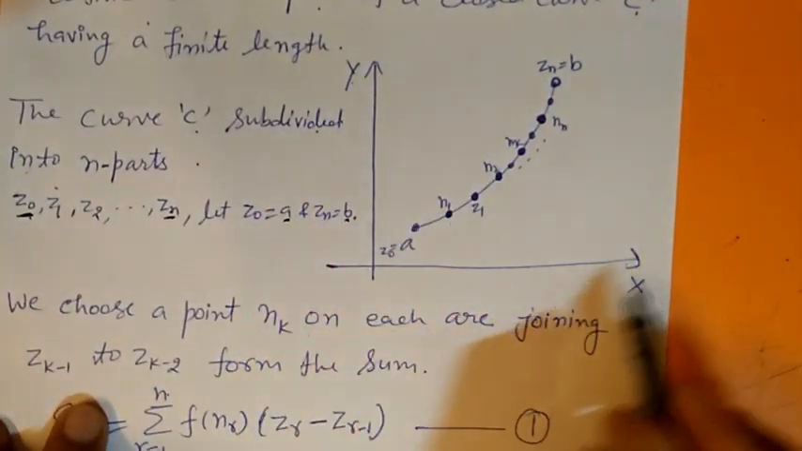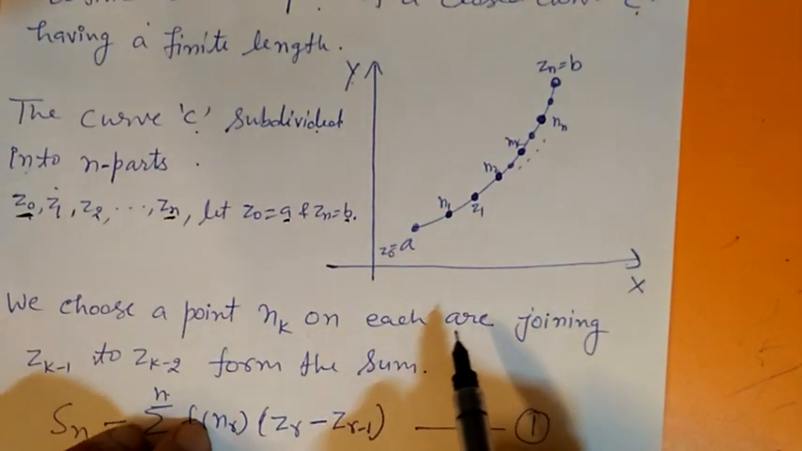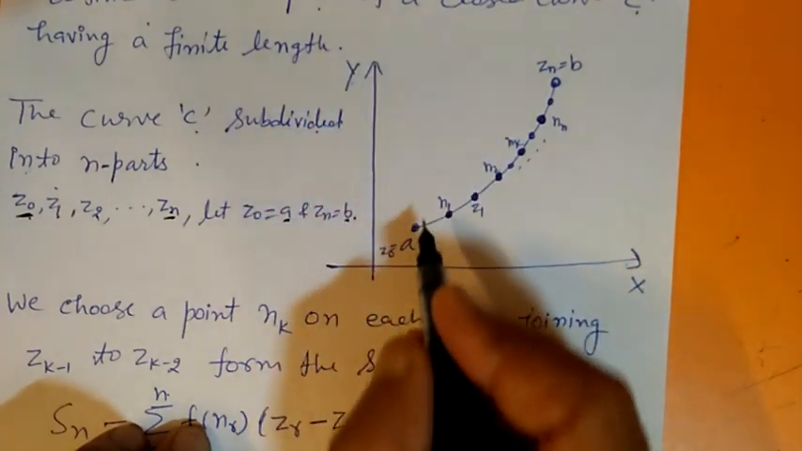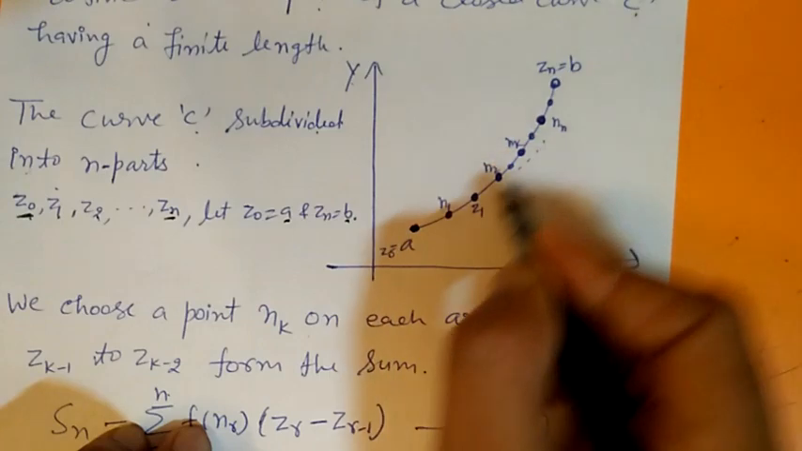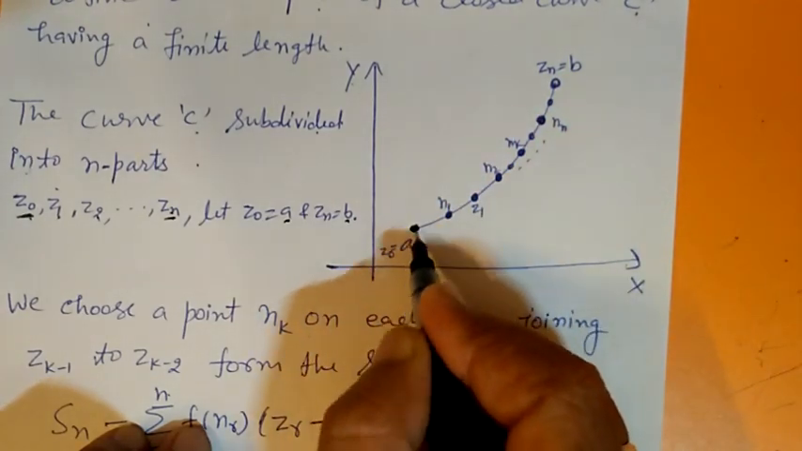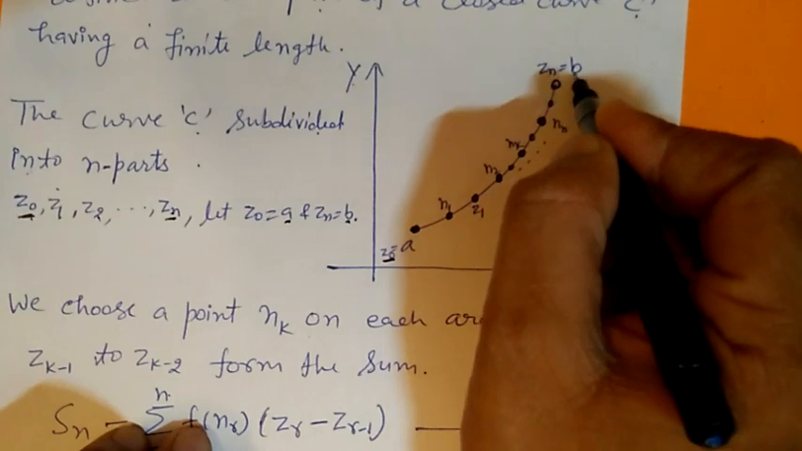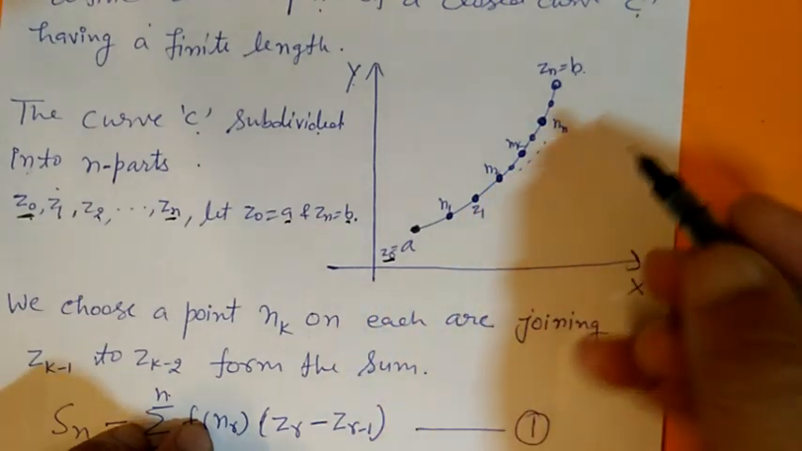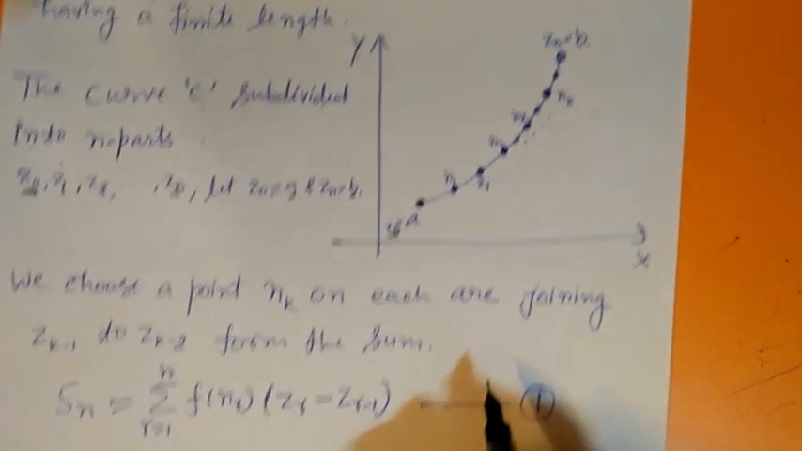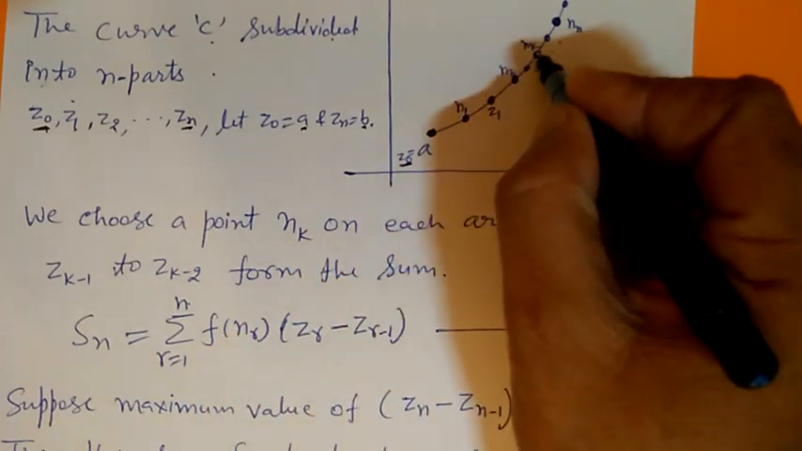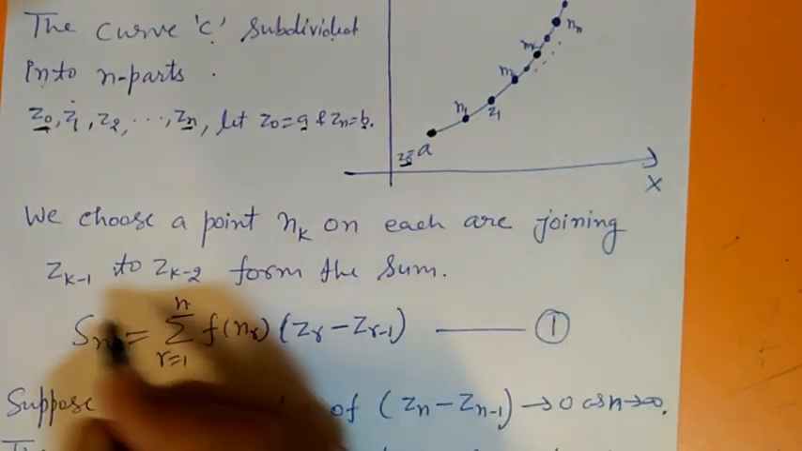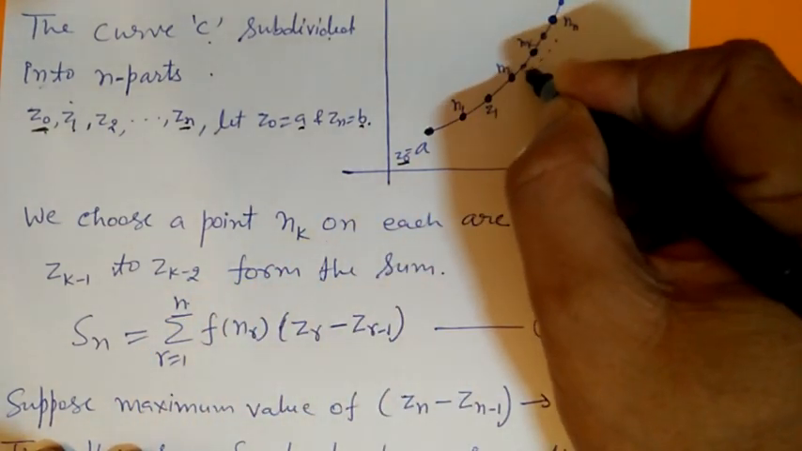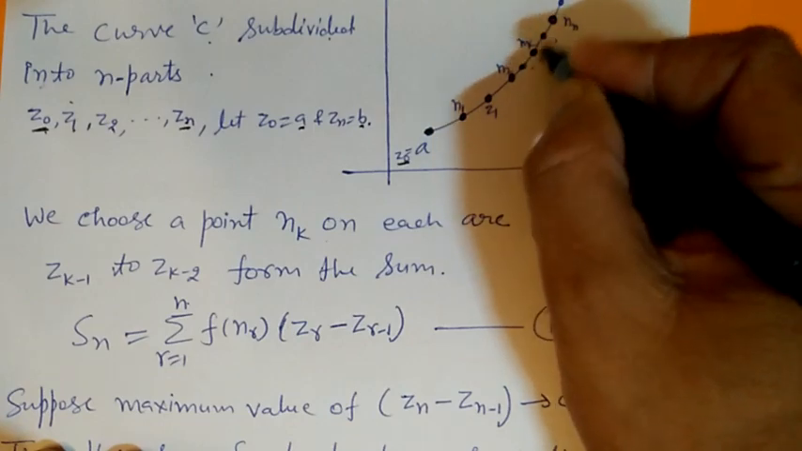If we see graphically the curve C, this is the x-axis, this is the y-axis, and this is a curve. The lower end A is z0, and the upper end B is zn, and this curve is subdivided into n different parts. So we choose a point ηk, say this is a point ηk on each arc joining z(k-1) to zk, where the previous point is z(k-1) and the next point is zk.